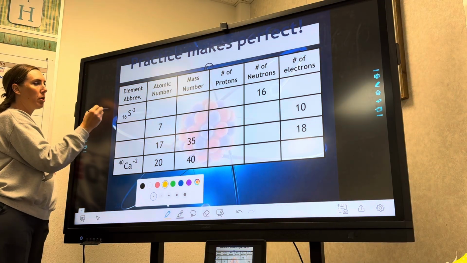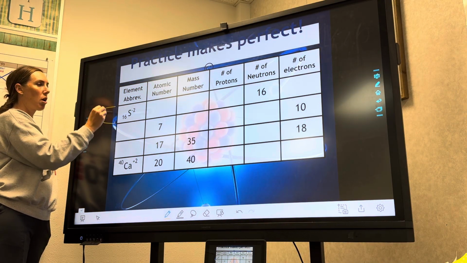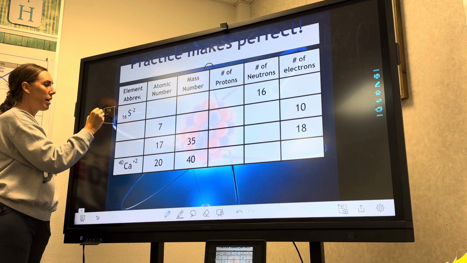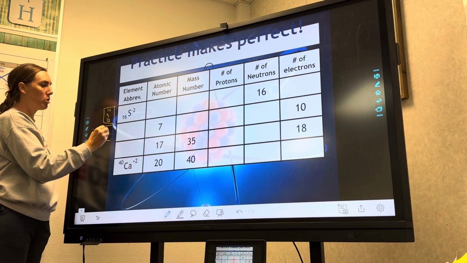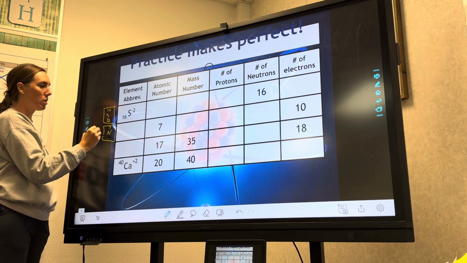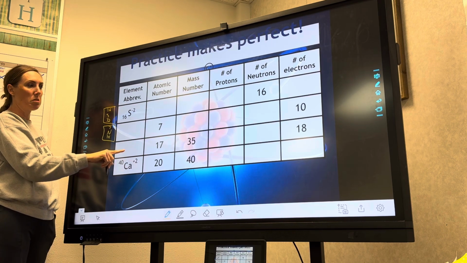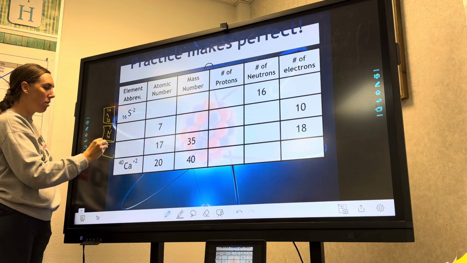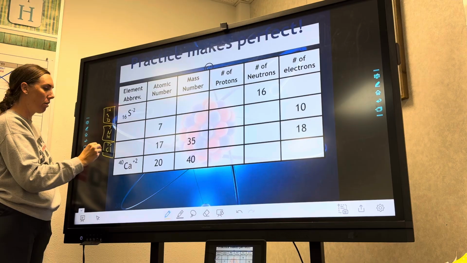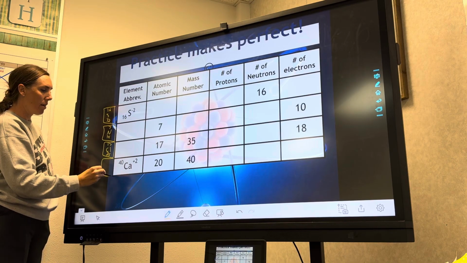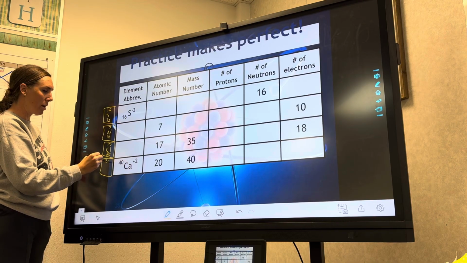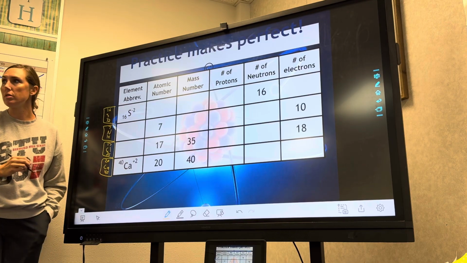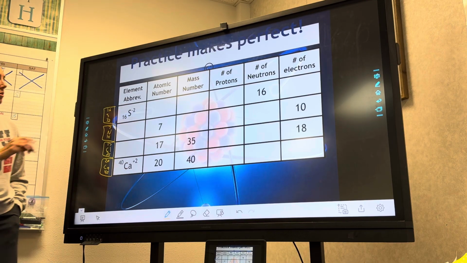So we'll start off with sulfur: 16S32. We just said nitrogen 7, nitrogen 14. How do I know what this one is? 17. Cl, so 17Cl35, chlorine. And then it tells us calcium, and that's 20 calcium 40. Okay. So, this first one.